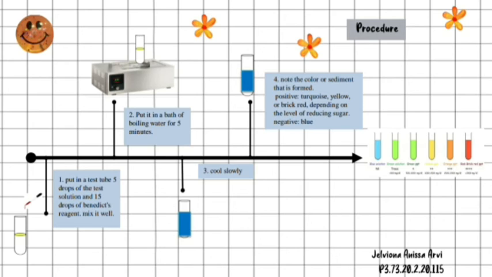A positive result has turquoise, yellow, or brick red color and sediment. The color depends on the level of reducing sugar, and a negative result has blue color. The level of reducing sugar you can see in the picture on the right. Blue has 0 reducing sugar, green less than 500, green precipitate 500 to 1000, yellow precipitate 1000 to 1500, orange precipitate 1500 to 2000, red brick precipitate more than 2000.